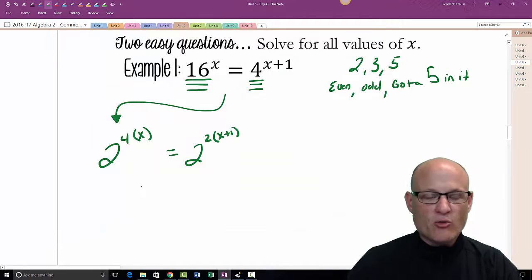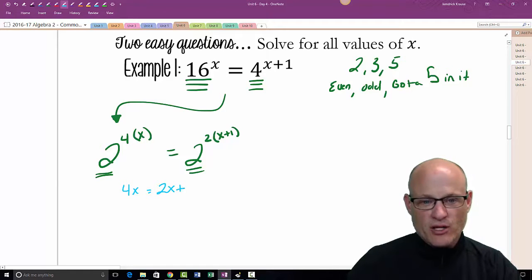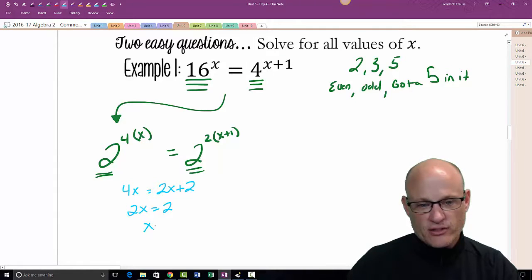All right, so when the bases are the same, we just simply set the exponents equal to each other. So 4x is equal to 2x plus 2. Subtract 2x, I get 2x equals 2, or x equals 1. So that's one way to do the problem.